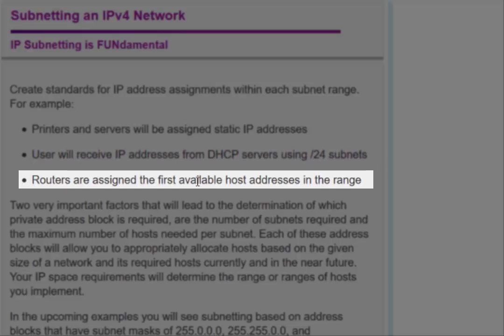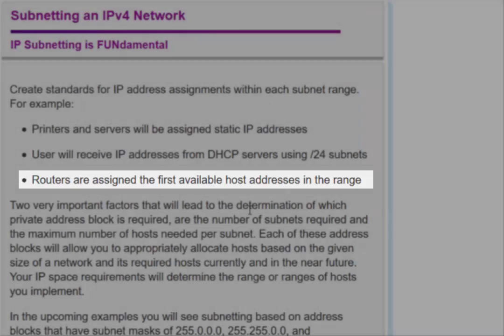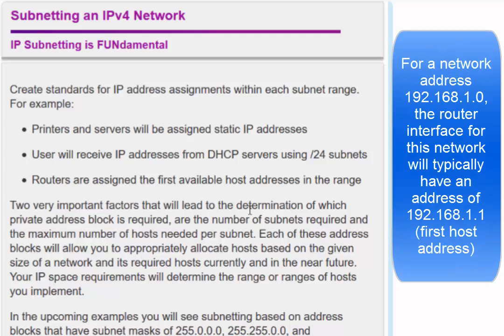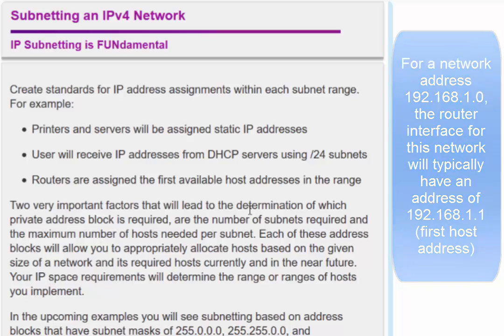Routers and other network devices can be assigned the first available host addresses in the range of subnets. So if you have a subnet of, for example, 192.168.1.0/24, then the router interface in that subnet will be assigned 192.168.1.1 as the first available host address to refer to the router interface.